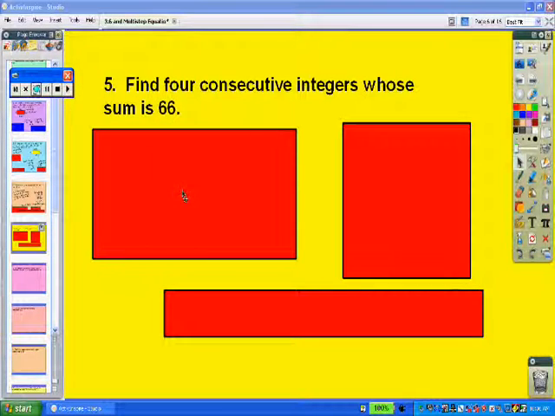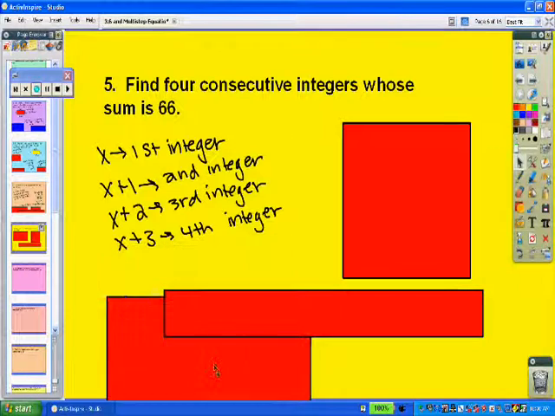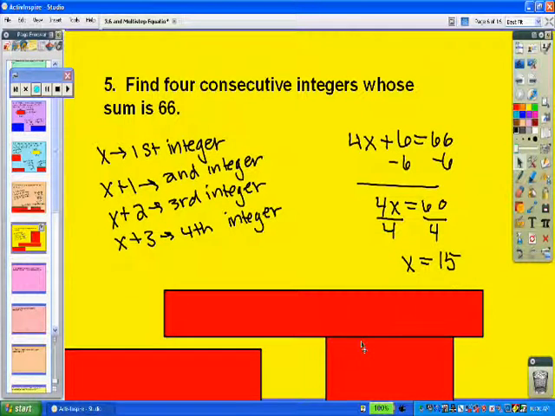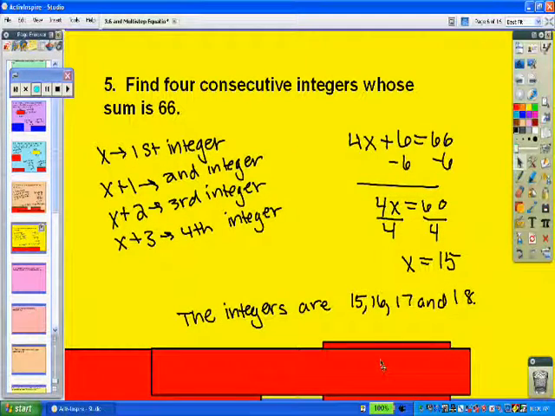Alright, the answer, you should have said that x was the first, x plus 1. It did not say anything about even or odd, so it should be x plus 1, x plus 2, x plus 3. Your equation, when you combine like terms, you get 4x plus 6 equals 66. Solve, so I got x equals 15, so my answers should be 15, 16, 17, and 18. Alright, good. Let's go on to the next one.